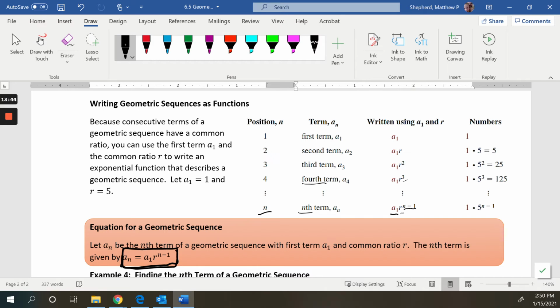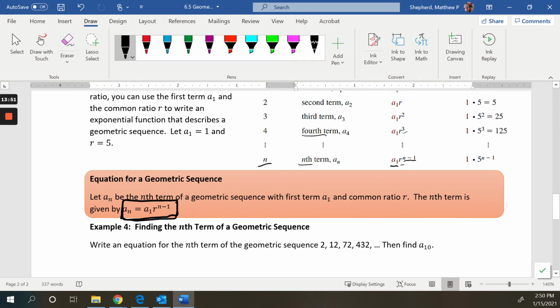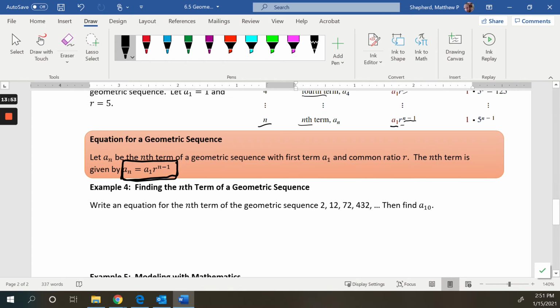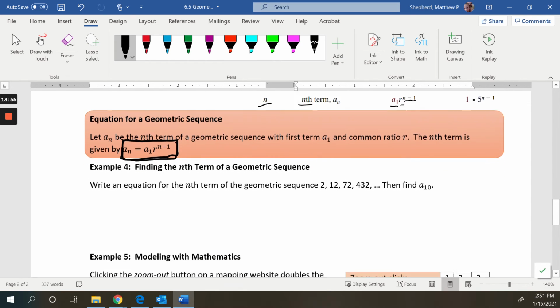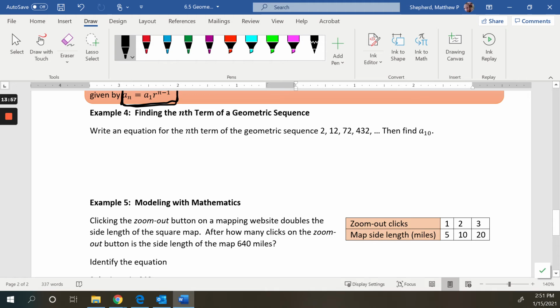A times b to the power of x, where once again, x, just like it did with the arithmetic equation, is just changed to n minus 1. So let's now find the nth term of a geometric sequence. Here they're asking us to find what the 10th term is going to be.